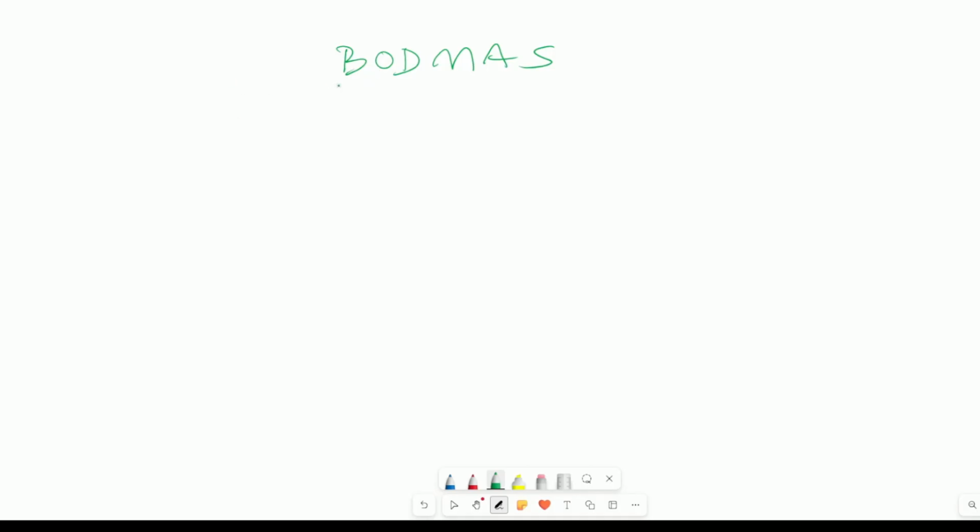The first one is brackets. Brackets are very, very useful in mathematics. Essentially, brackets help us to separate different things into clear categories so that we can solve them accordingly in mathematics. So brackets are very, very important. And that is the first of the operations that we want to look at in the concept named BODMAS.